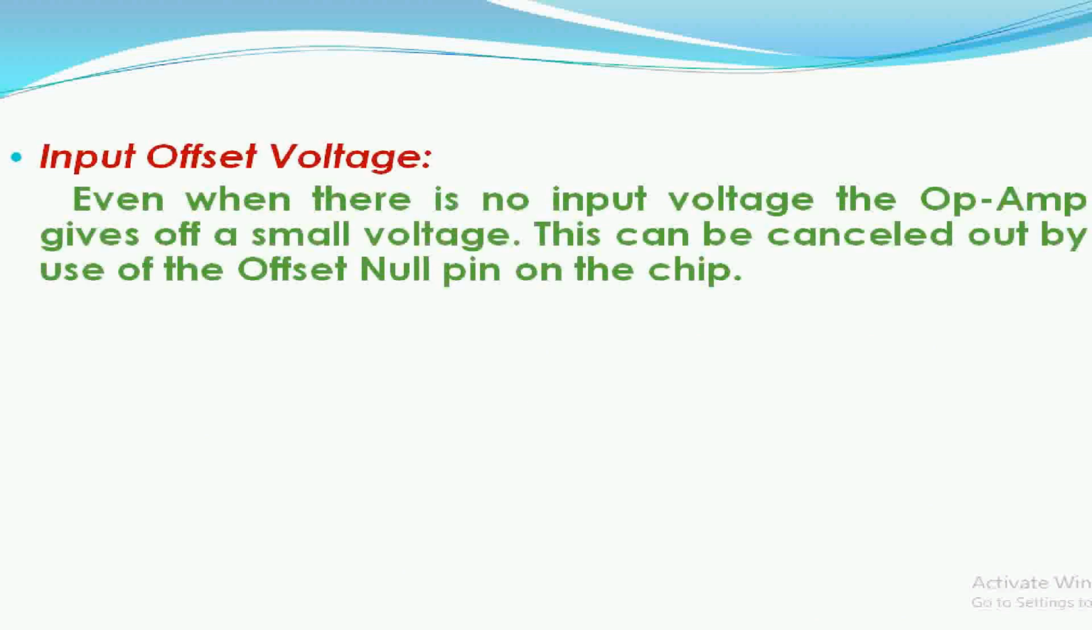Input offset voltage. In the pin diagram, we use pins 1 and 5 for input offset voltage null. It means that even when there is no input voltage, the op amp gives off a small offset voltage. This can be cancelled out by using the offset null pins of the chip. By using pins 1 and 5, we can bring that small output voltage to 0.